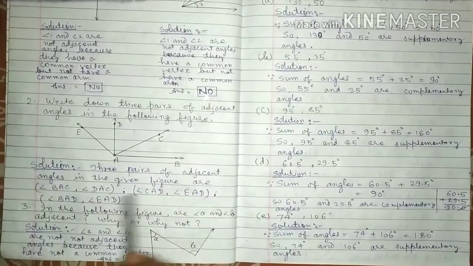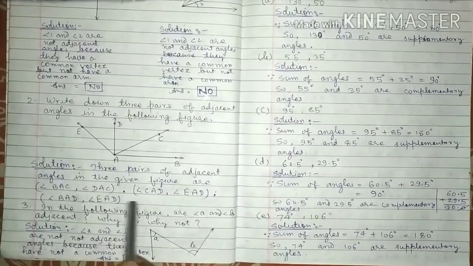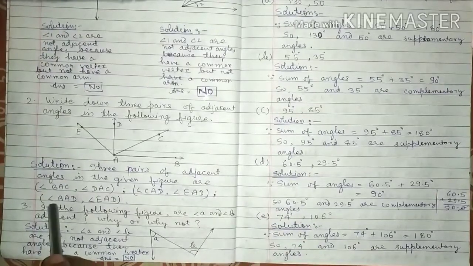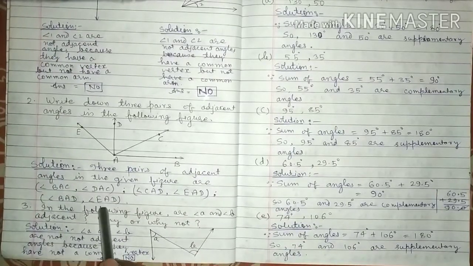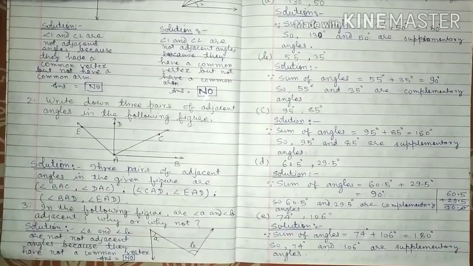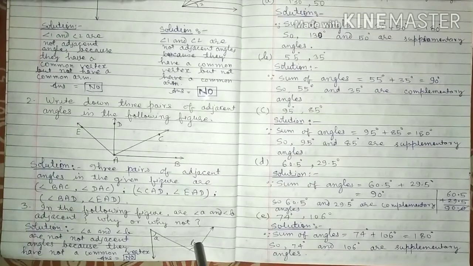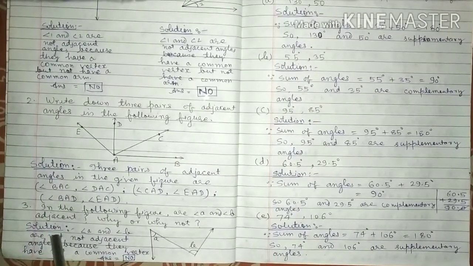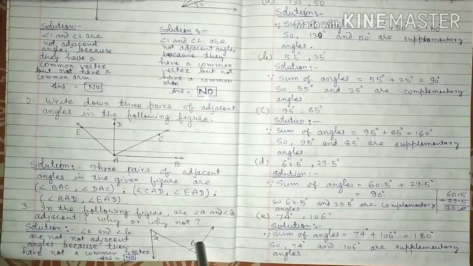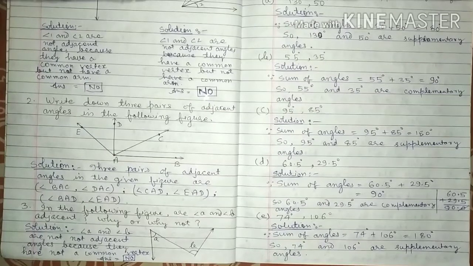So 3 pairs are angle BAC, angle DAC. Another pair, angle CAD, angle EAD. Next another pair, angle BAD, angle EAD. This is the answer of question number 2. Now answer of question number 3. In the following figure, are angle A and angle B adjacent? Why or why not? For the solution of this question we write angle A and angle B are not adjacent angles because they have not a common vertex. Answer is no.